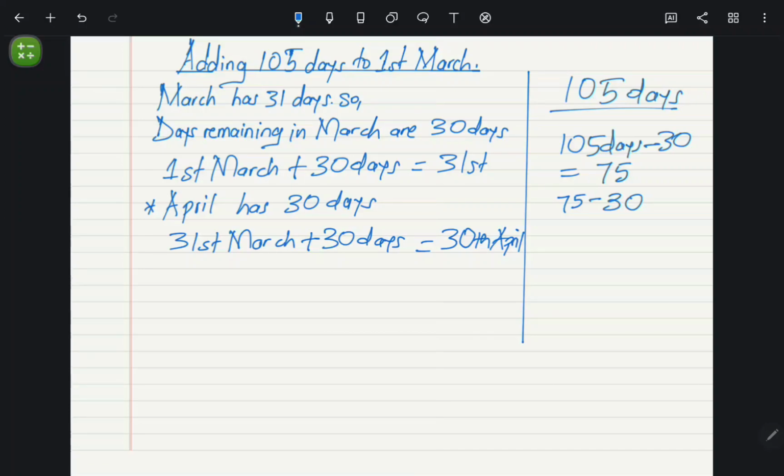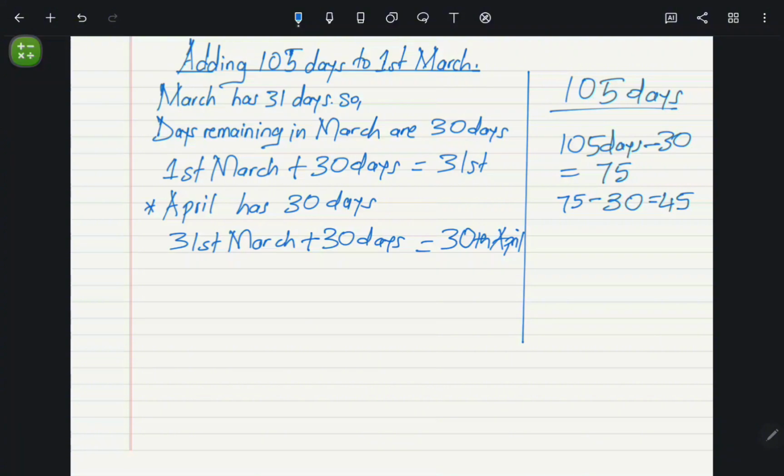Now from 31st March, we added the 30 days found in the month of April. So now when we add the 30 days found in the month of April on our left hand side, we have to remove it from 105 days on our right hand side. So now when you get 75 minus 30, you are going to remain here with 45.